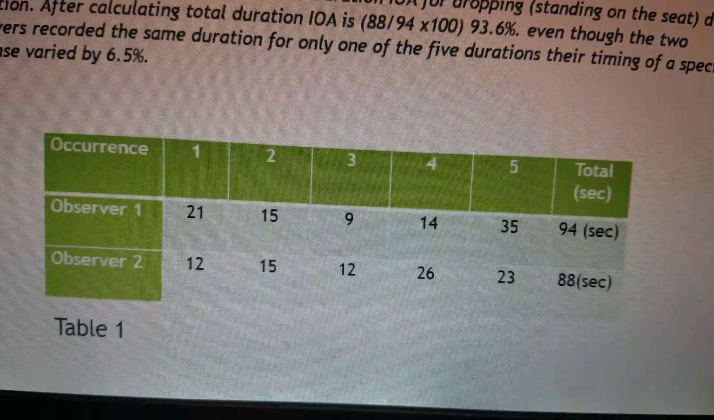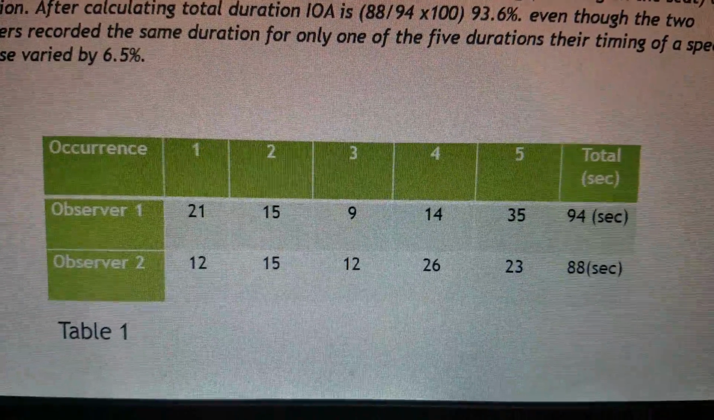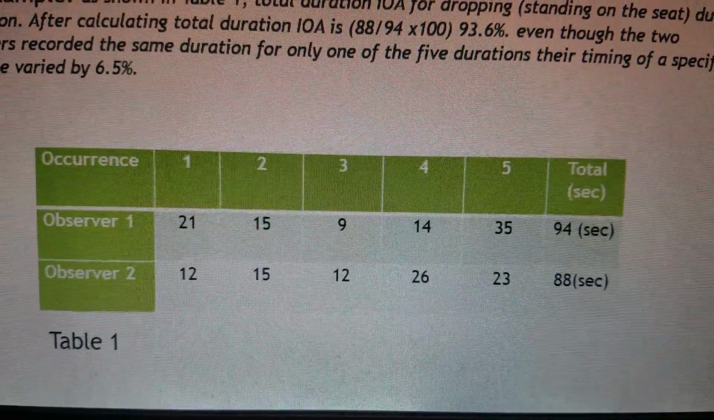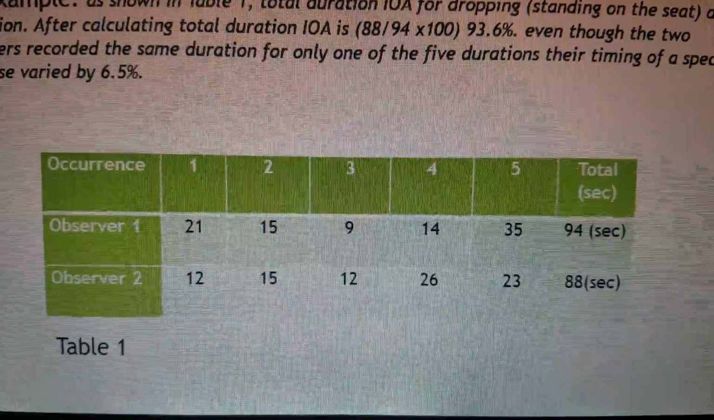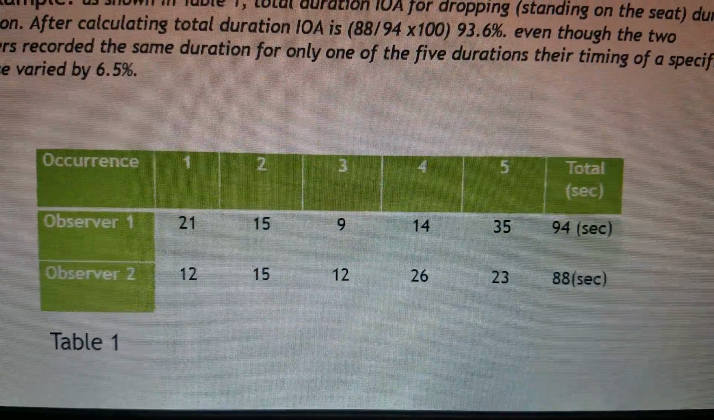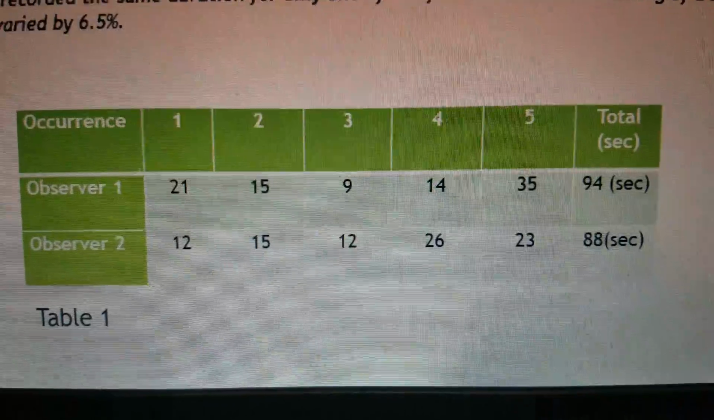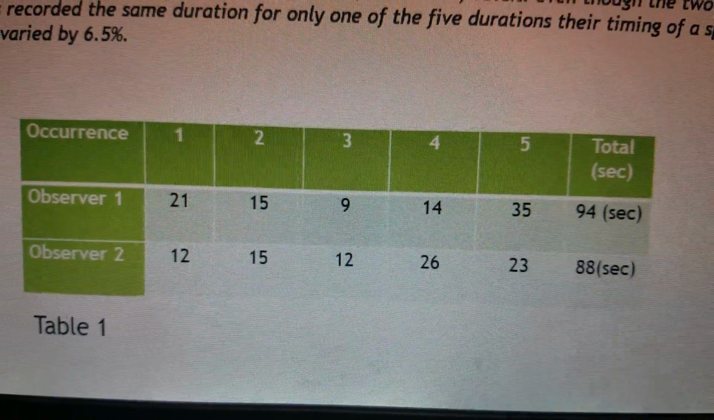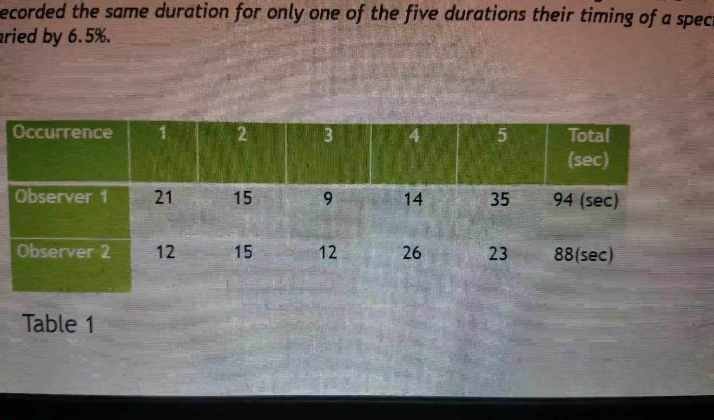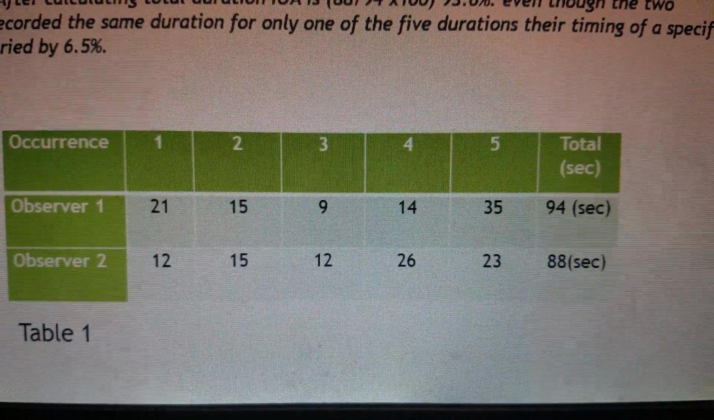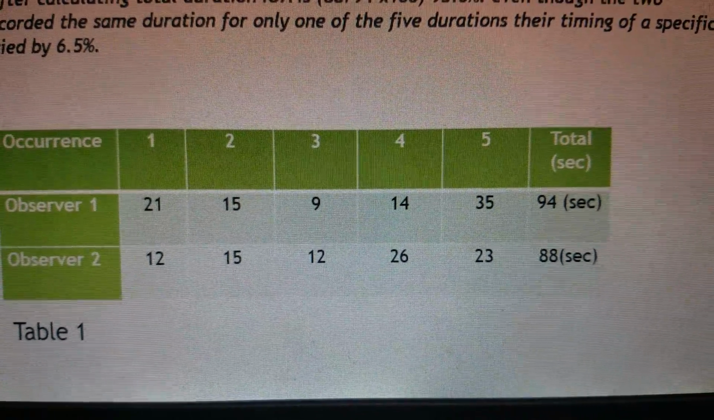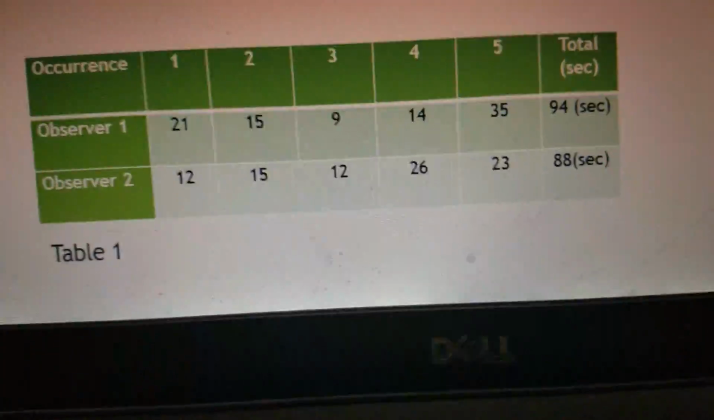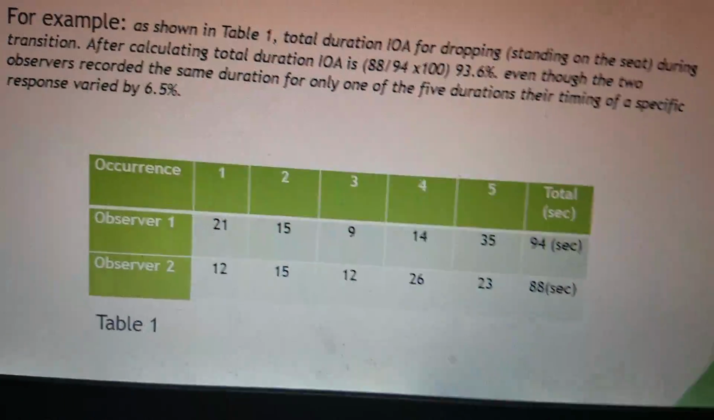So after calculating the total duration IOA, the inter-observer agreement between the two observers is 93.6%, even though the two observers recorded the same duration on a second occurrence for only one of the 5 durations. Their timing on the specific response varied by 6.5%.